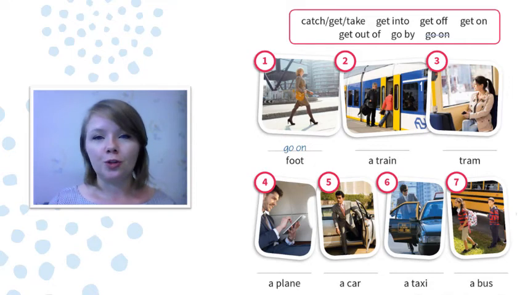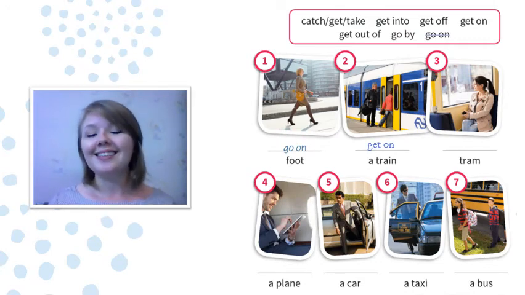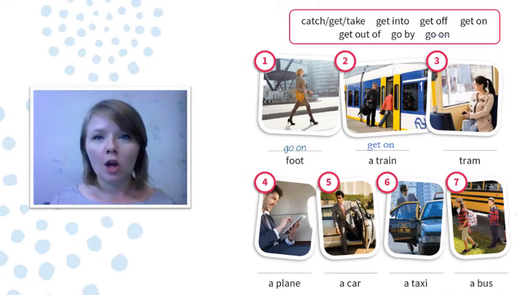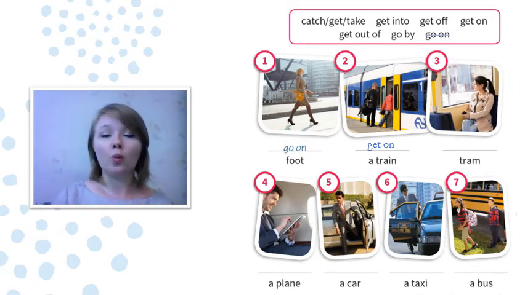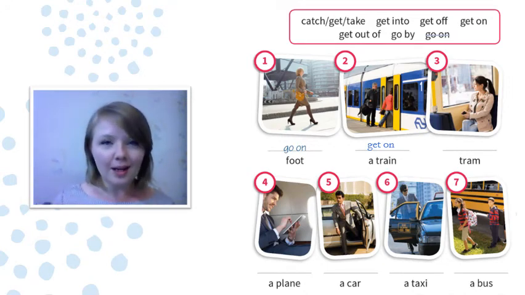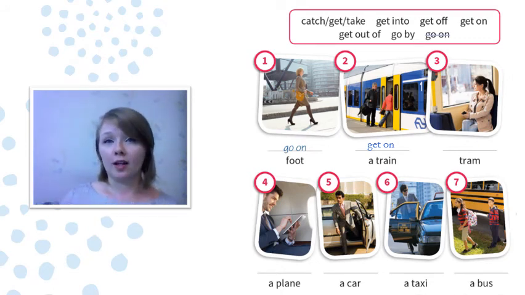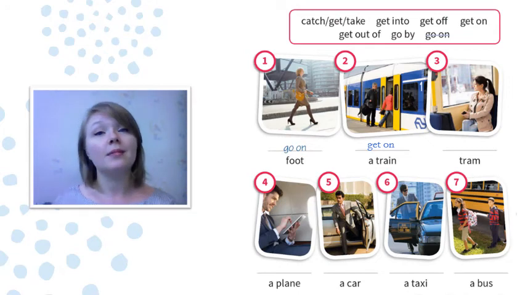Let's look at number 2. What's happening in this picture? Here we would say get on a train. We can use the term get on and get off to talk about what we do in many forms of public transit. Get on a train, get off a train. Get on the subway, get off the subway.